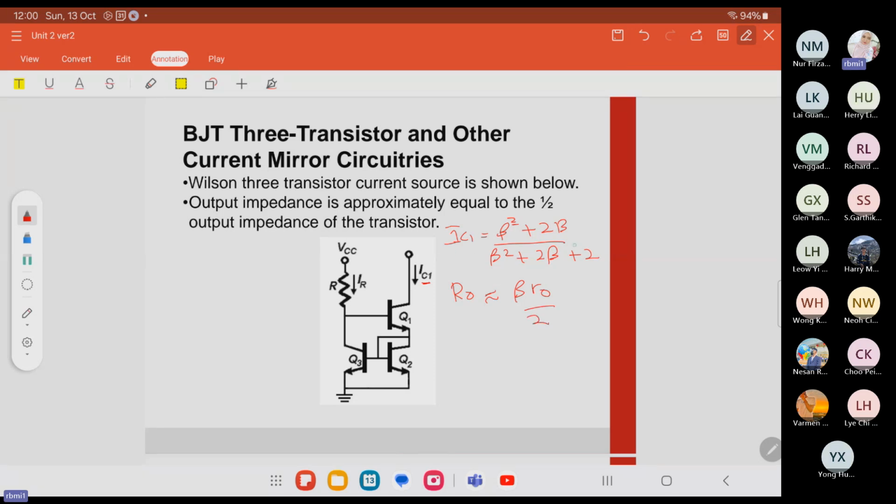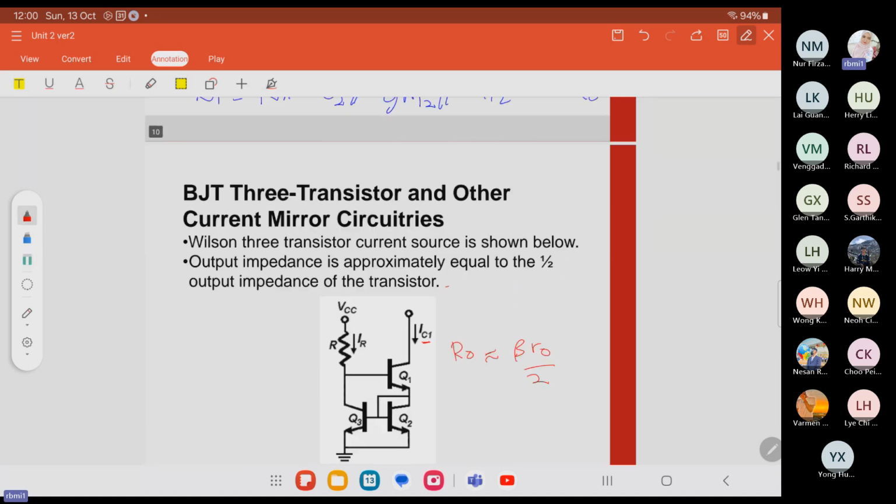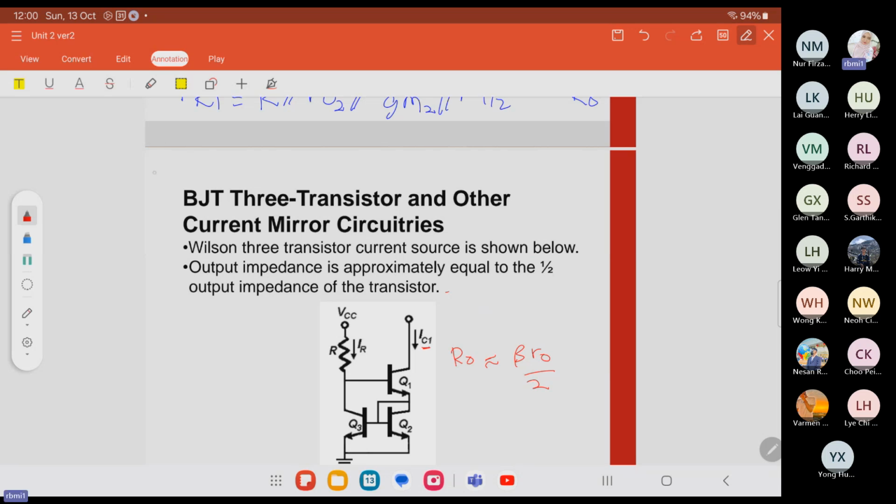Actually for this IC1, it has more at the back. I have to erase this first. I write this at the top. IC1 is equal to beta square plus 2 beta over beta square plus 2 beta plus 2, multiplied by VCC minus 2 VBE over R.